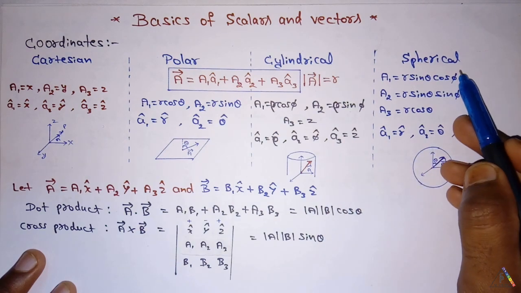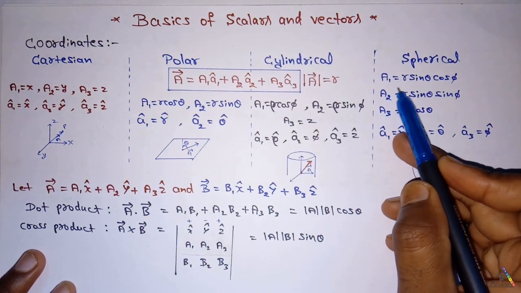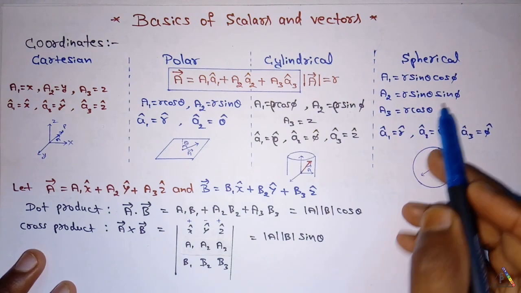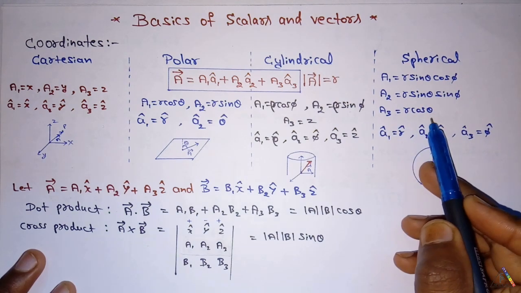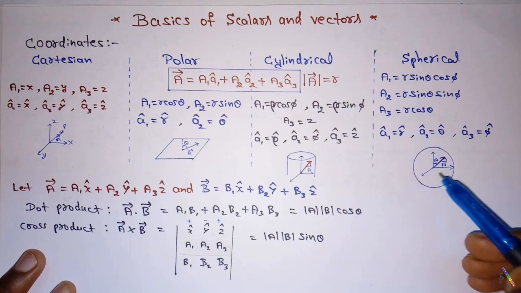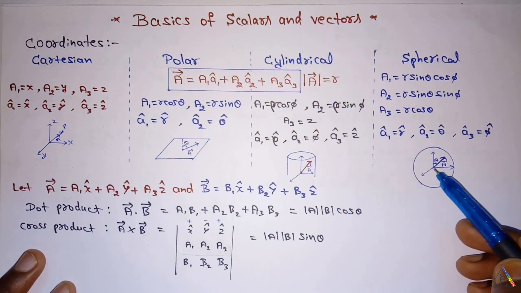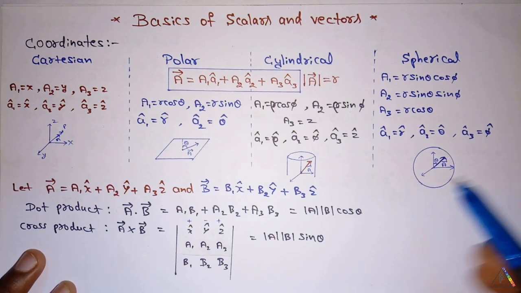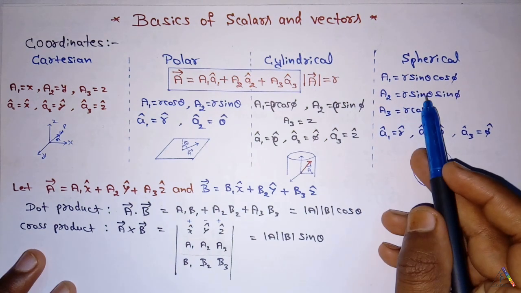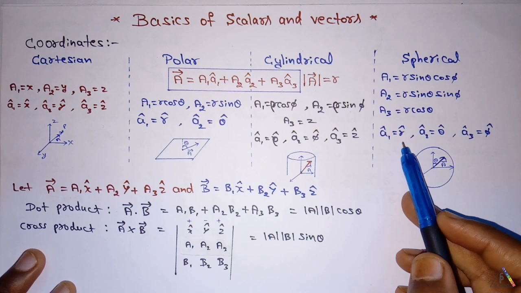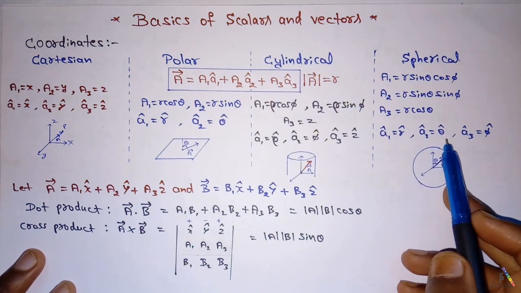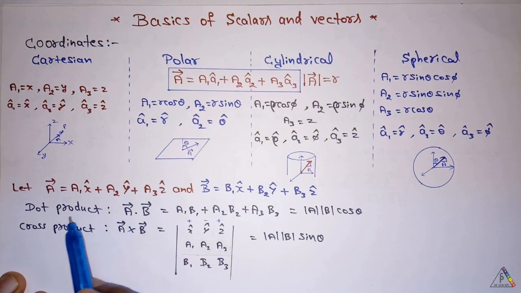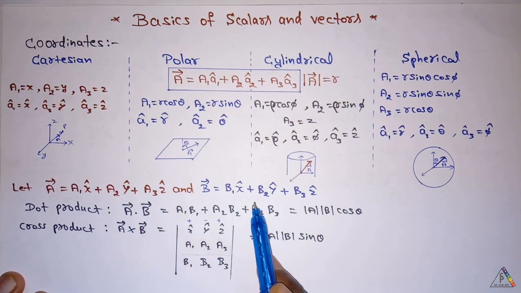And in spherical coordinates, a1 is equal to r sin theta cos phi, a2 is equal to r sin theta sin phi, a3 is equal to r cos theta, where r is the magnitude along the radial component of the spherical coordinate, and r, theta and phi are the variables with the unit vectors r cap, theta cap and phi cap. Consider two different vectors in Cartesian coordinates.